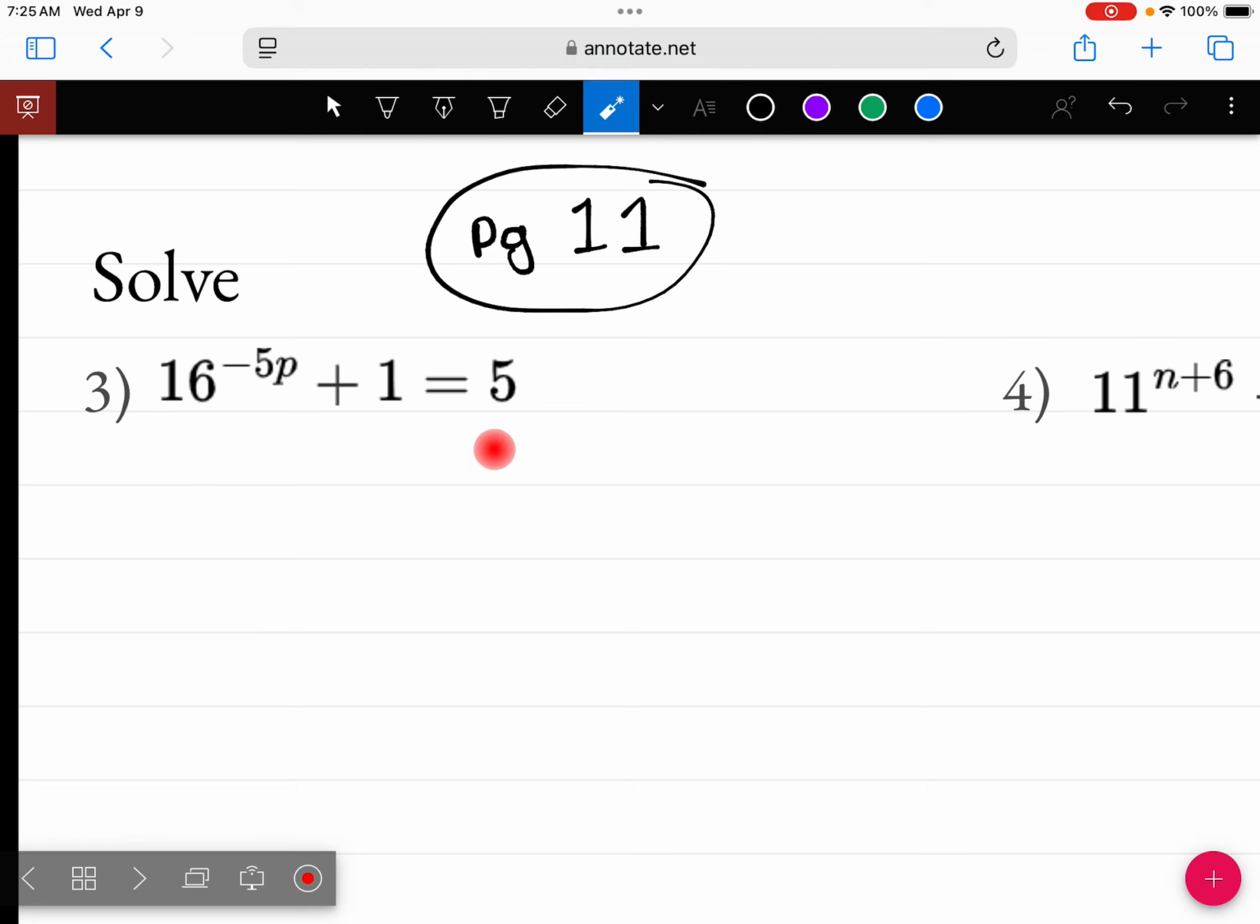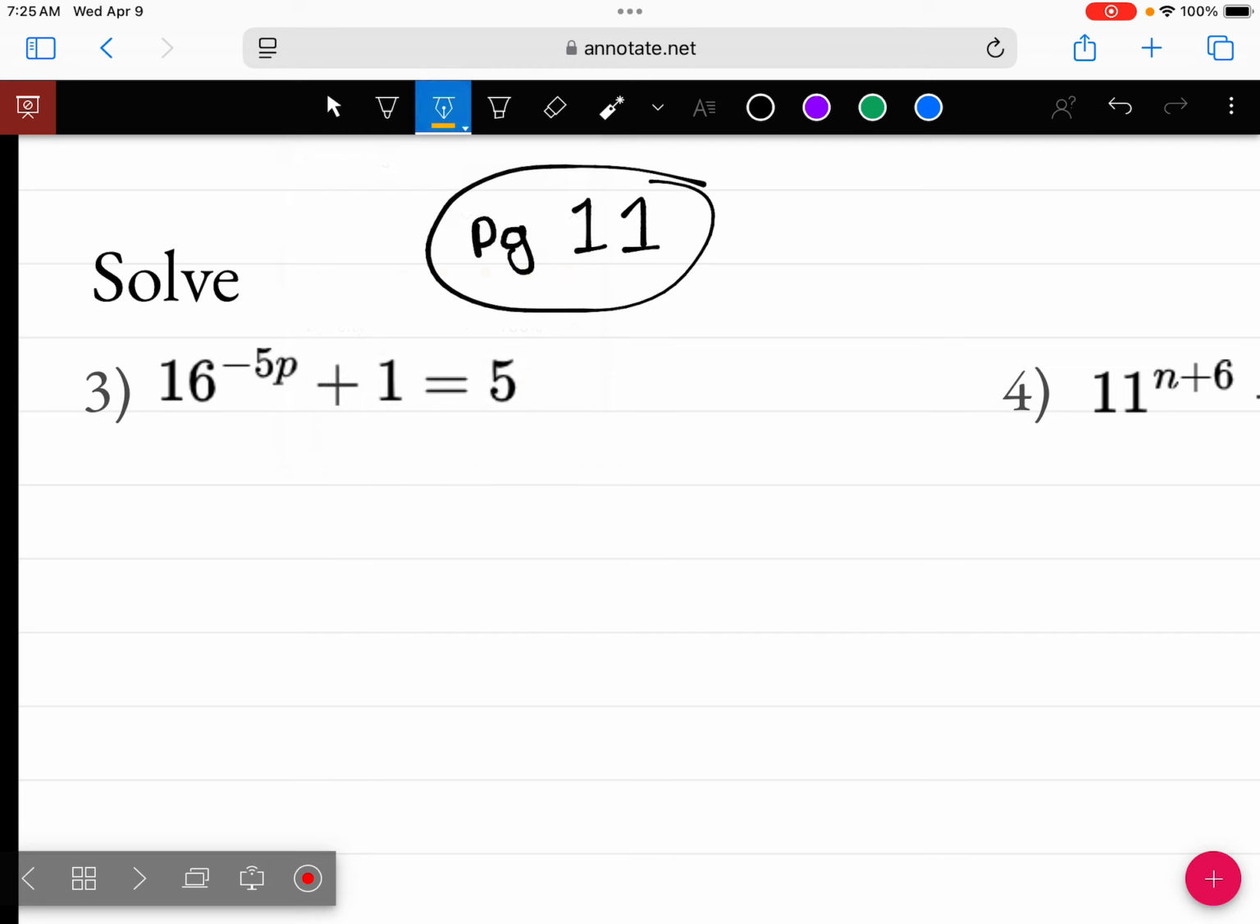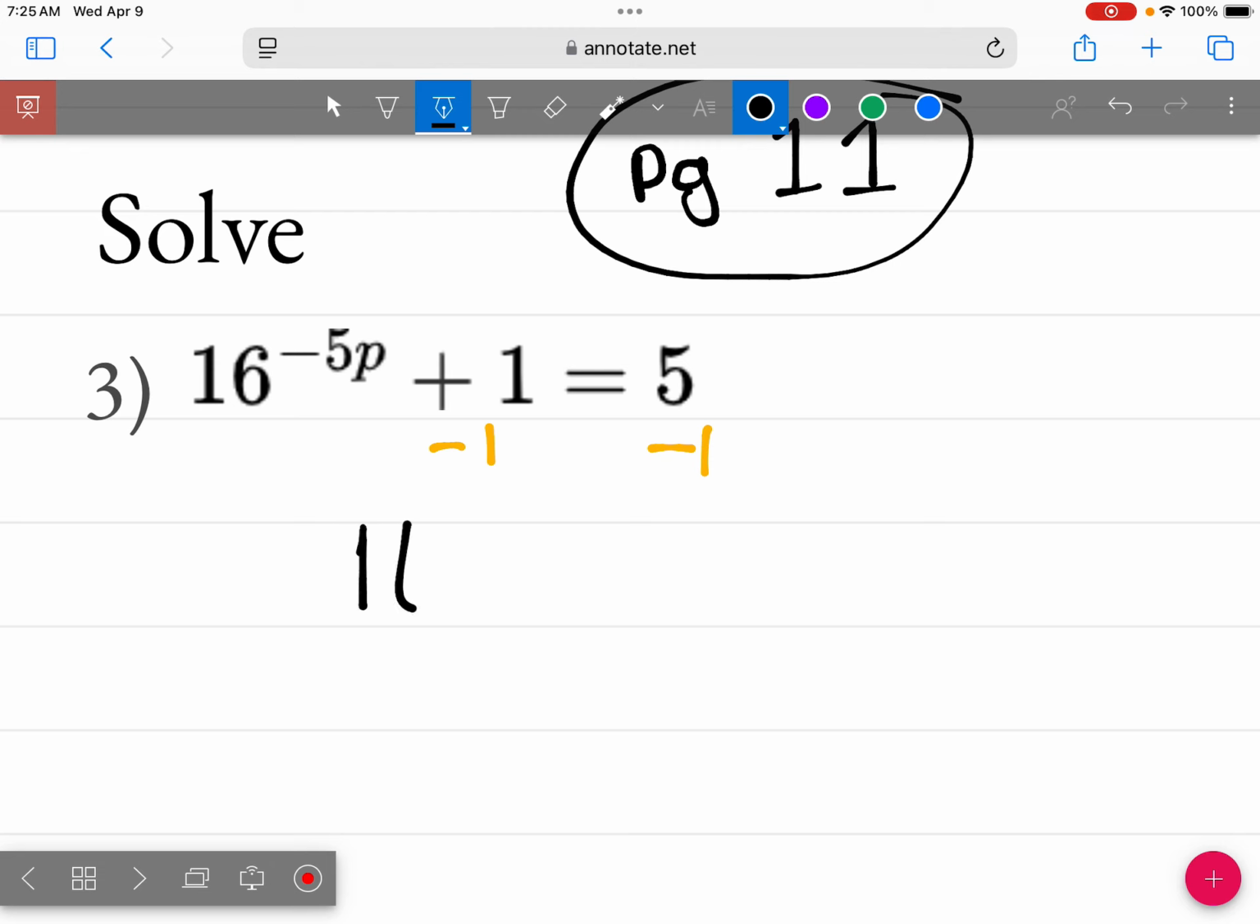What should we do first for number 3? Taking a look at it, what are our instinct thoughts first? Subtract the 1. Yeah, let's look to get that piece that's exponential all by itself, because we want to be able to get to what p is. So I'm going to subtract 1 from both sides. That's going to give us 16 to the power of minus 5p equals 4. What can we do here?